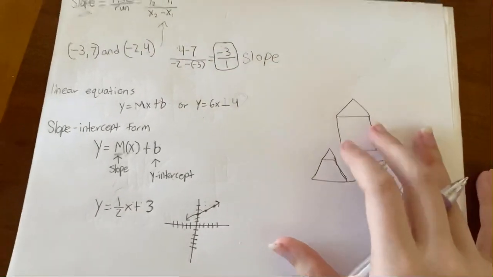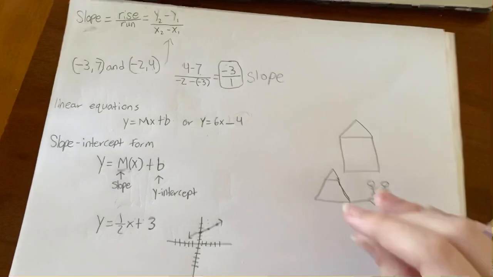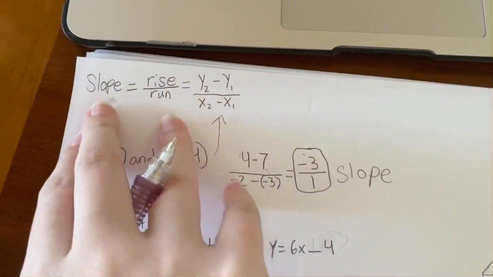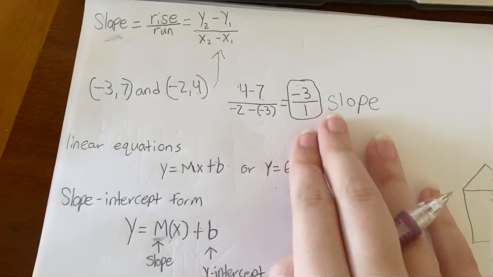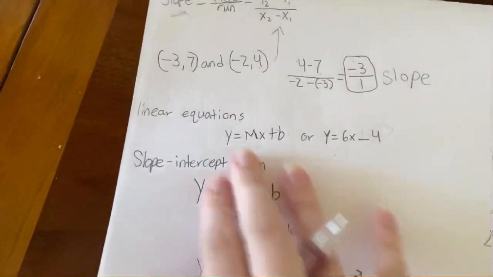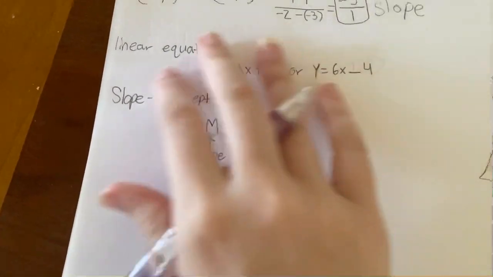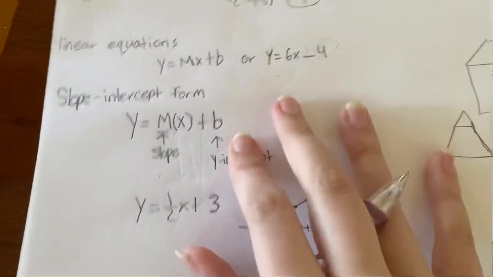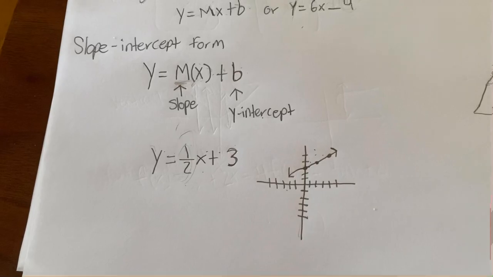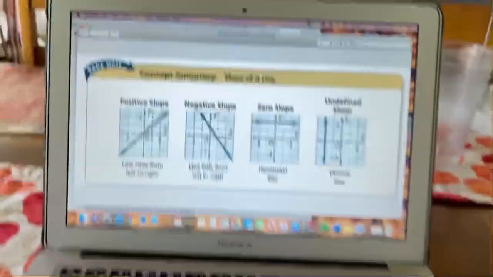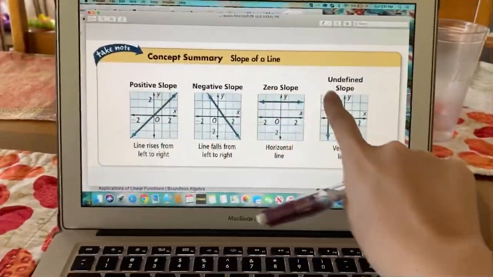And so that's basically what 2-3 is about. It's about slope, so rise over run, your equation with your two coordinates, slope-intercept equations, which is y equals mx plus b, how to do that, how to identify that, and your different types of slopes of a line right here.